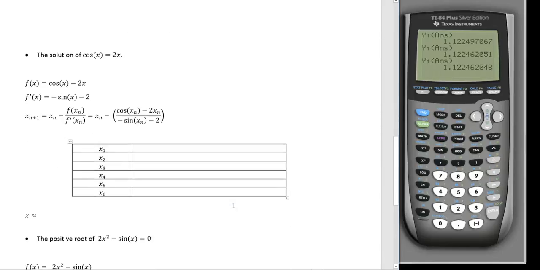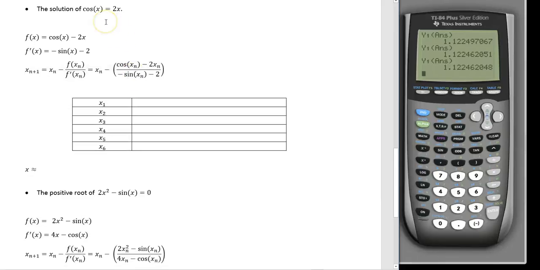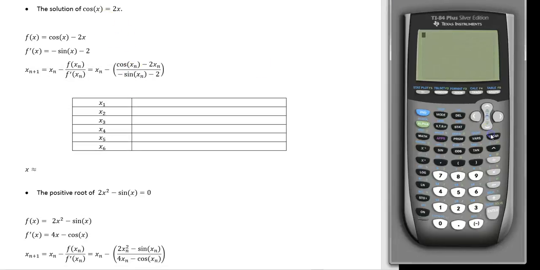So let's look at another example. We want to find the solution of the equation cosine of x equals 2x. Now, this is not in the form we want for Newton's method. We want to apply Newton's method to find the solution of where a function is equal to 0. So what we have to do is subtract off that 2x. So the function that we use for Newton's method is cosine x minus 2x. Its derivative is minus sine x minus 2.